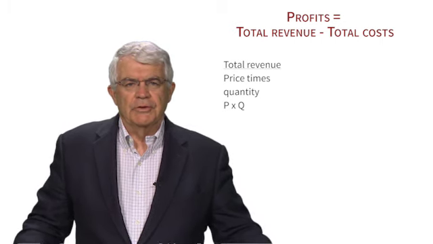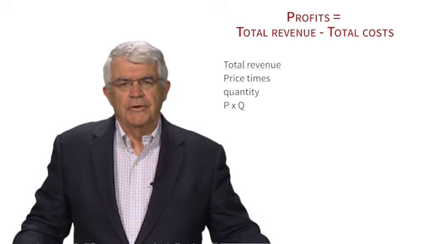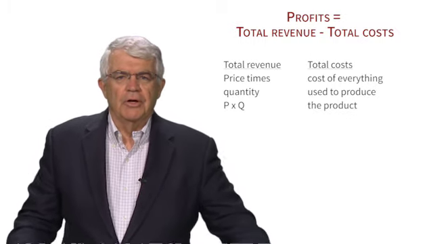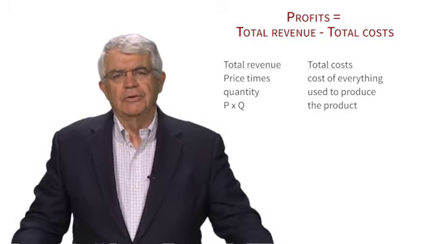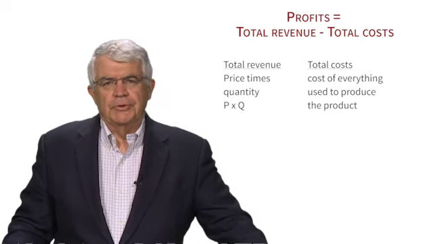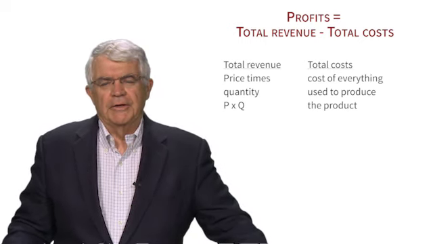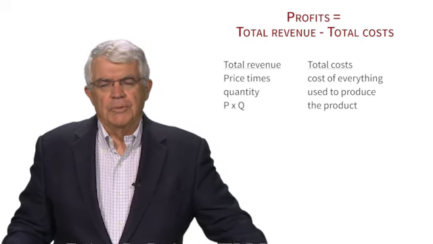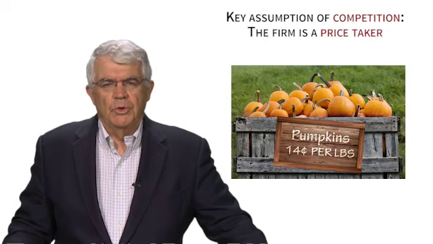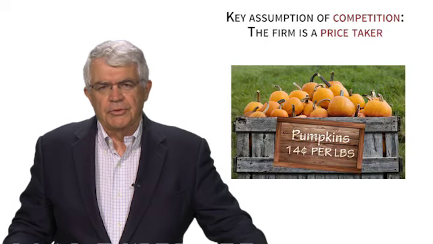The higher the price, the larger the revenue. The more you sell, the higher is Q, the larger the revenue. You can also think of the total cost as the cost of everything you need to produce the product. That is the cost of the land, the cost of the equipment, and the cost of the workers. That's the total cost.